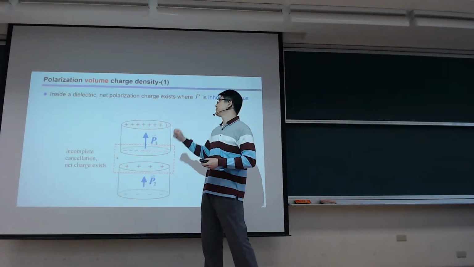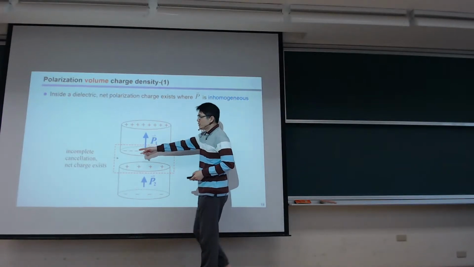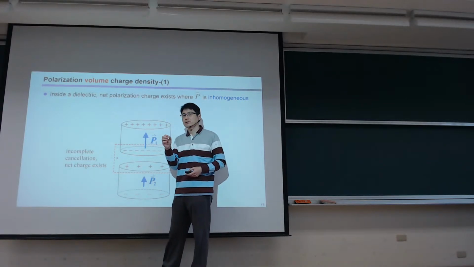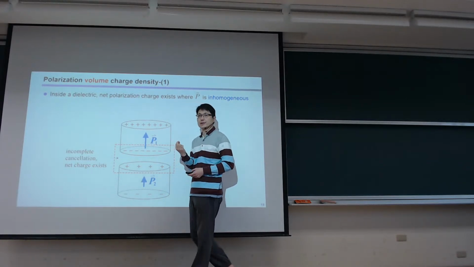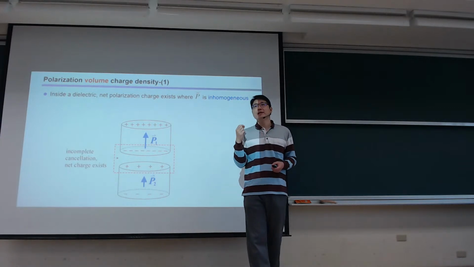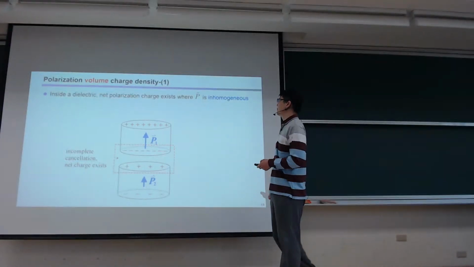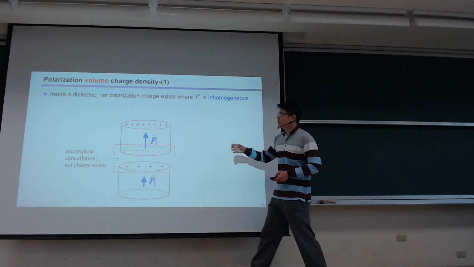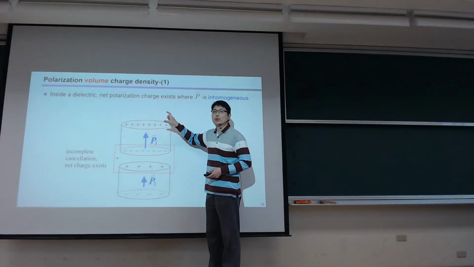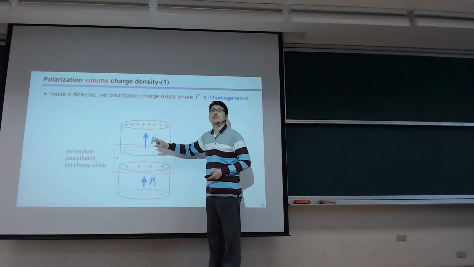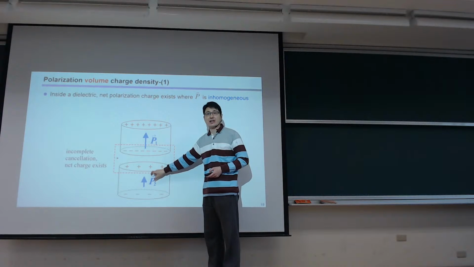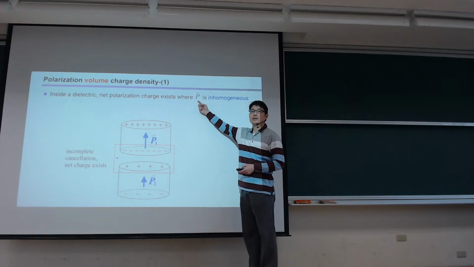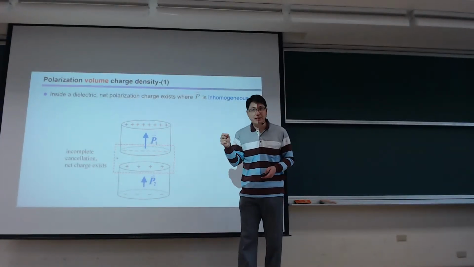All right? It's because we have incomplete cancellation, so the net charge does not go to zero, right? Because we're dealing with an inhomogeneous material. Inhomogeneous meaning the polarization factor for one point can be different from the polarization factor of another point. Therefore, this P is a function of space.